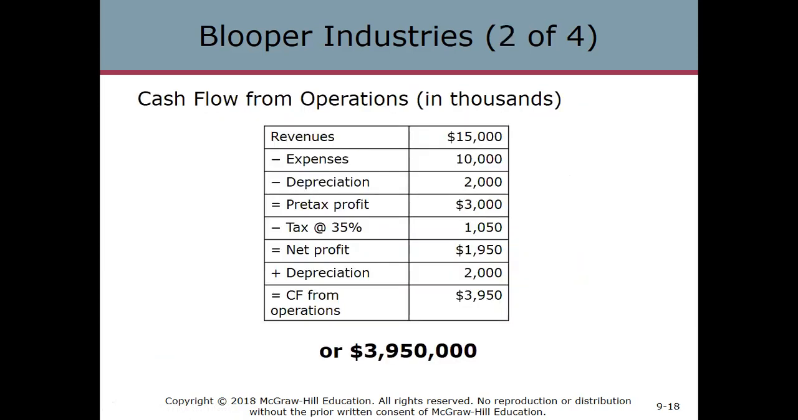Now, for the cash flow from operations in thousands, I repeat, this is somehow lacking, but we just have to respect this particular presentation. We are now able to get our net profit. So what we do to get that initial cash flow from operations is to add back depreciation. And yes, it's true because this is in thousands, so 3,950 is really $3,950,000.